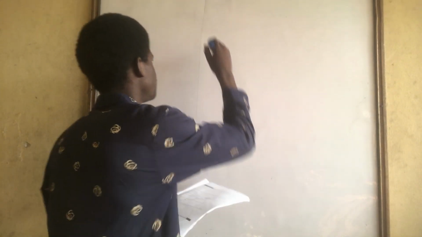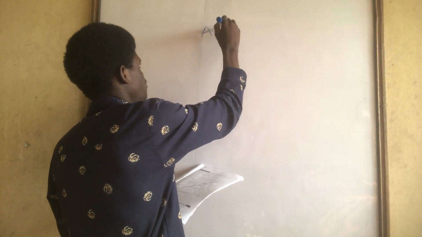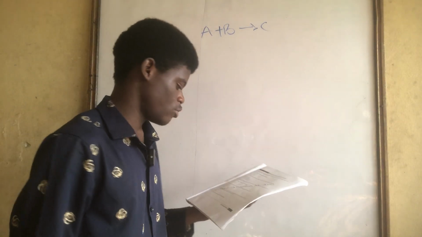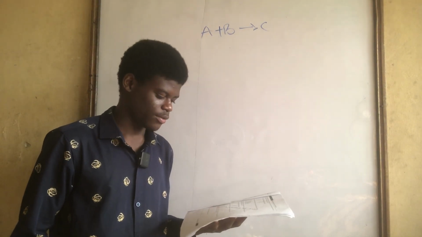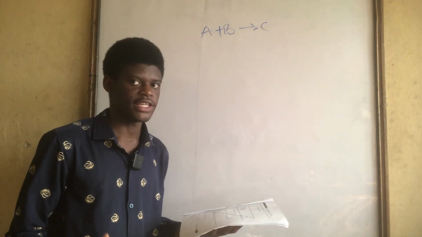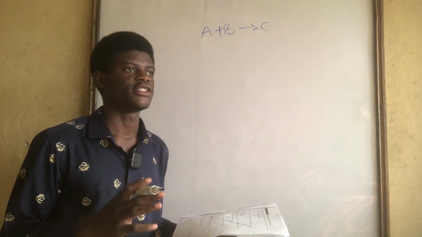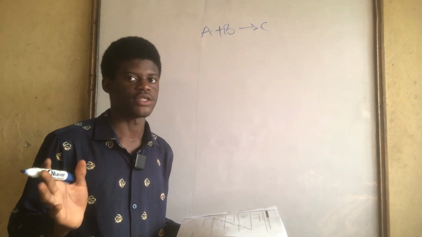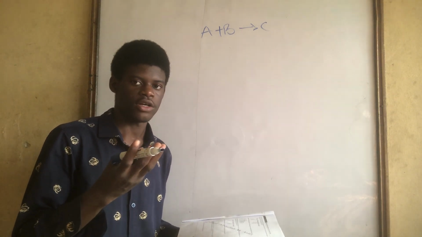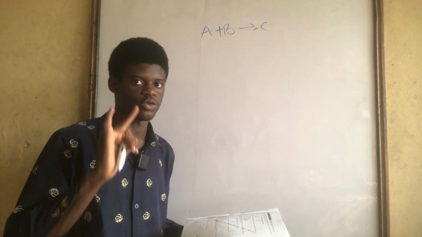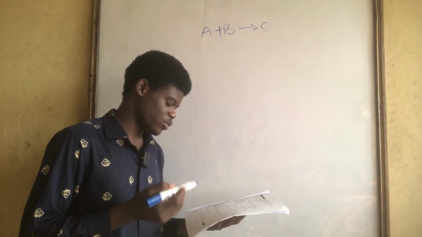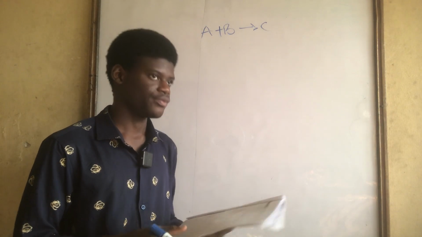Question number 39. They said for the chemical reaction A plus B giving C, a plot of the concentration of A versus time is found to give a straight line with a negative slope. Since it's a straight line with a negative slope, it can never be second order. It can be either zeroth order or first order. It's found to give a straight line with a negative slope. What is the order of the reaction?